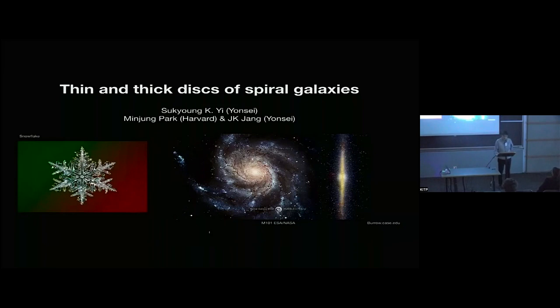Today I'm going to talk about thin and thick disks of spiral galaxies and their formation. On the left, you have a snowflake. If you have a small snowflake in the air, then we all call it beautiful. But if you have a gigantic snowflake floating in space without any external environmental effect, then it'll be a subject of mankind, which is the case, right?